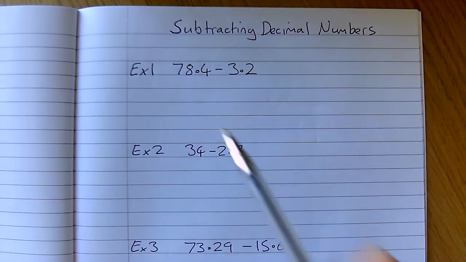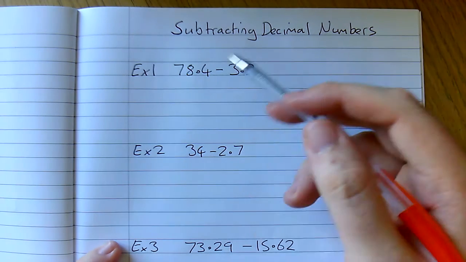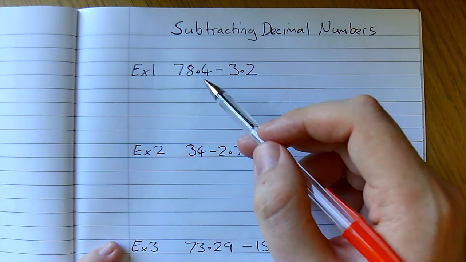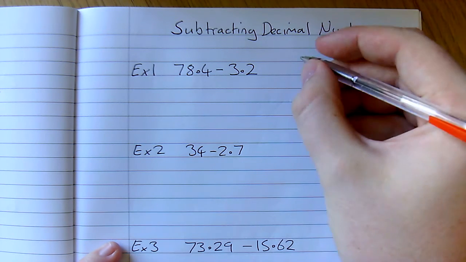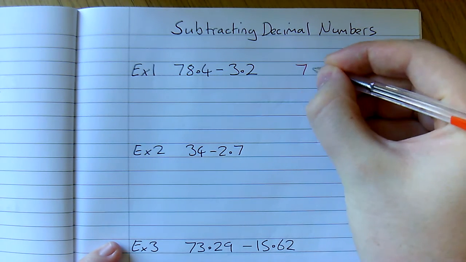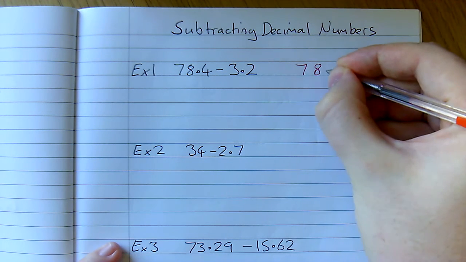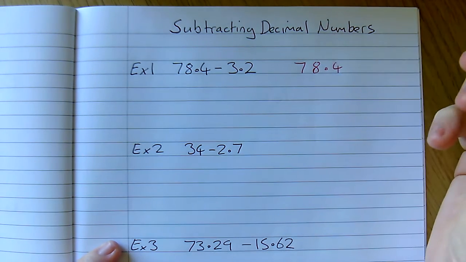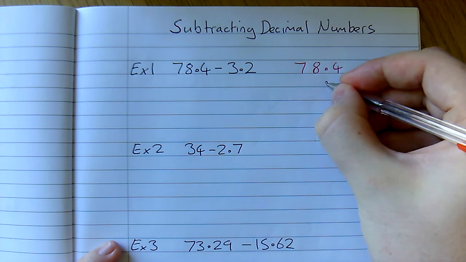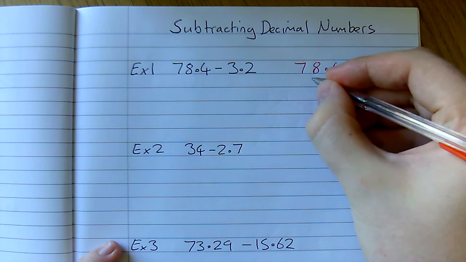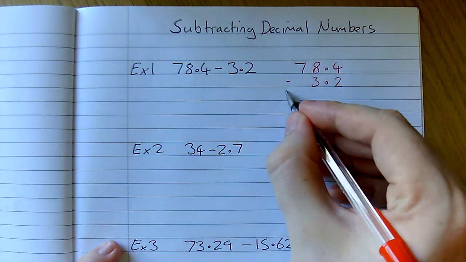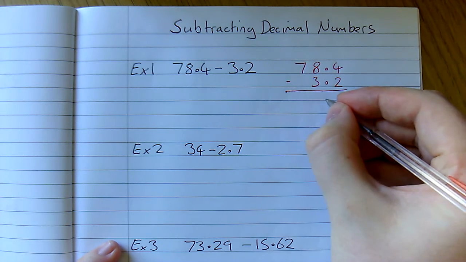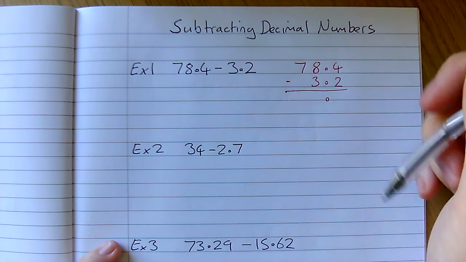Okay, so my first question here, pretty standard kind of stuff, 78.4 subtract 3.2. So I'm going to set this up on top of each other. Now the really important thing when dealing with decimals is that I line up the decimal point just like this. Once I've done that, replicate the decimal point underneath.